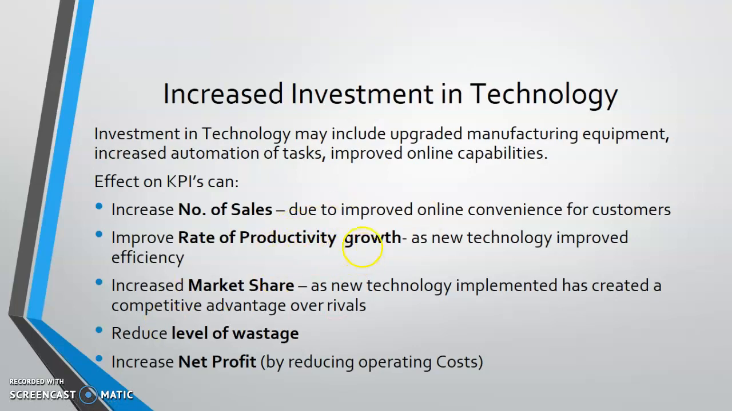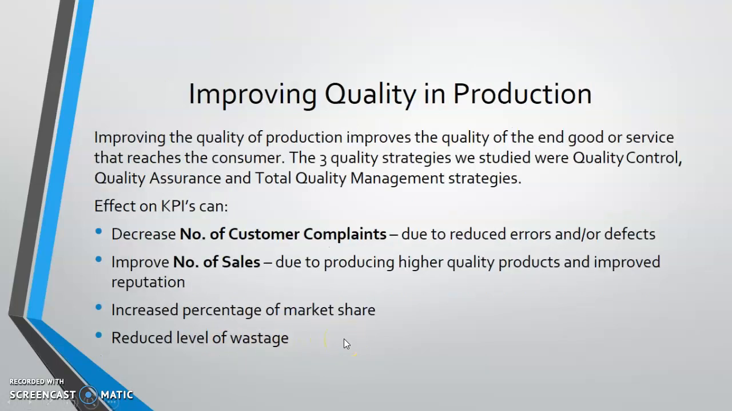Rate of productivity growth, again, because of the new technology like automated production line, it is going to improve the efficiency. Okay, increased market share, level of wastage, and net profit, again by reducing operating costs, because technology is going to help you reduce your day-to-day costs. It is going to increase the net profit. Okay, level of wastage and market share again.